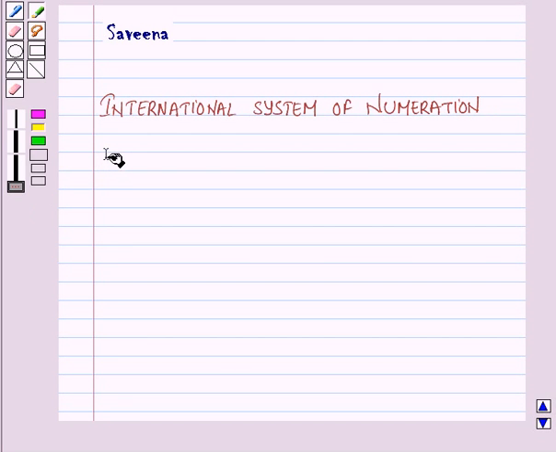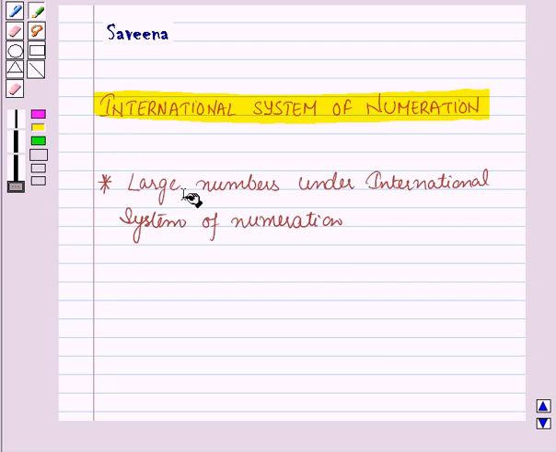Welcome to the session. In this session, we will learn about the international system of numeration. First of all, we will discuss large numbers under the international system of numeration.